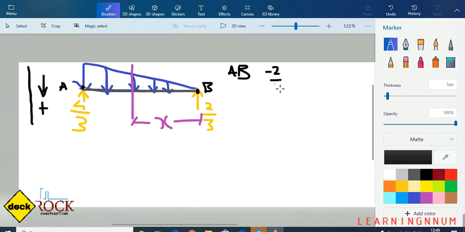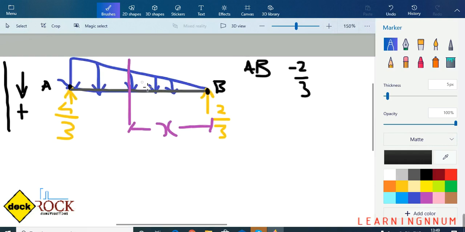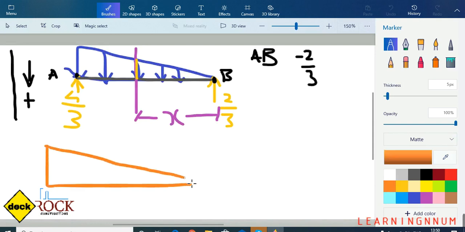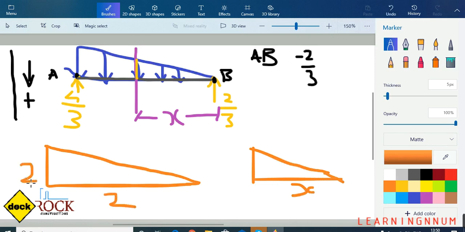Now the triangle loading. For this you know the base x. Now you have to know this ordinate value. So we can use the similar triangle concept here. One is this big triangle and another is the small triangle at a distance x. The base is x here. Here the base is 2 meter and this ordinate is 2 kilonewton per meter. Now we want to know this y ordinate. So use similar triangles.